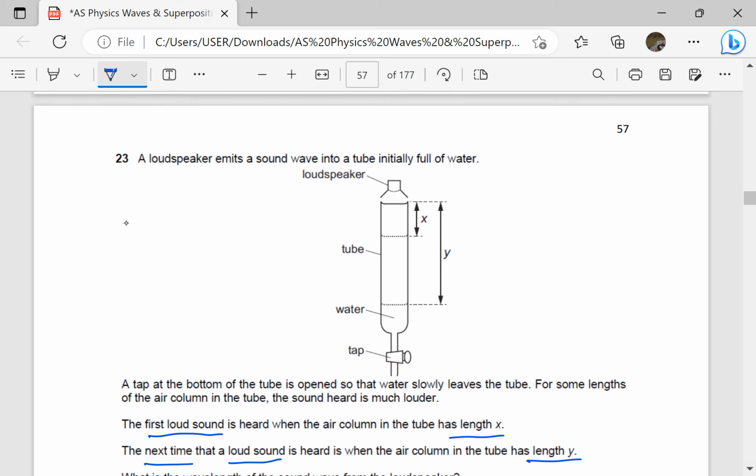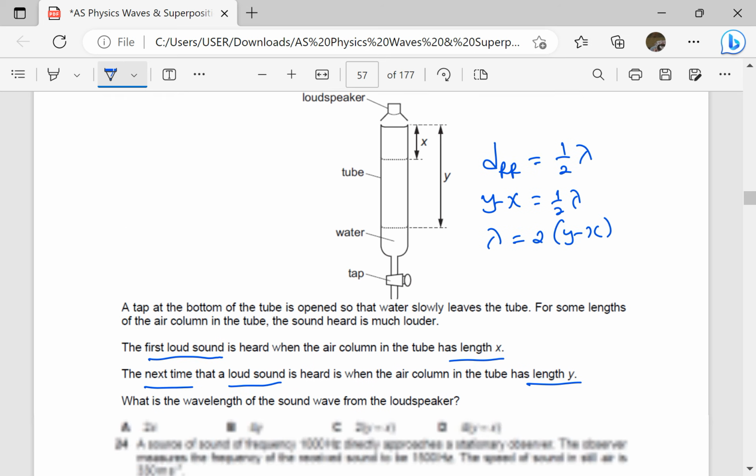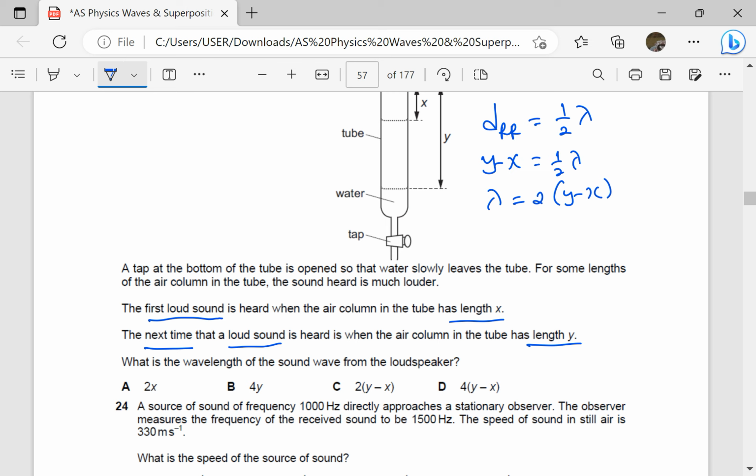So the distance between two successive resonance points is always half a wavelength. This means y minus x is equal to half the wavelength, which means the wavelength is going to be twice y minus x, which makes the answer C.